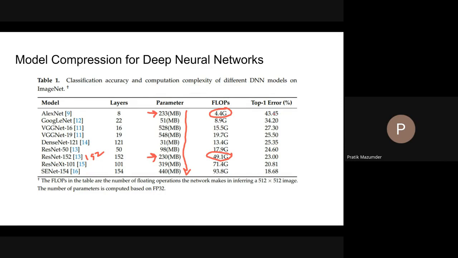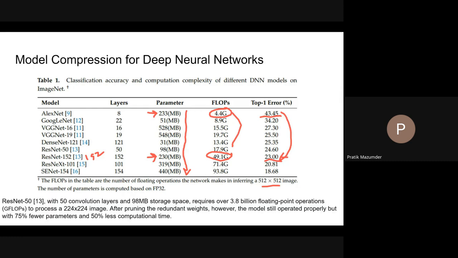So it's not that we have simply increased the size of the models. We have also seen a drop in error. AlexNet had an error rate on ImageNet of about 43.45%, while now you have an error rate of only about 23% with ResNet 152, and these are all for 512 by 512 images. I think this is just an example of what model compression can do for you.